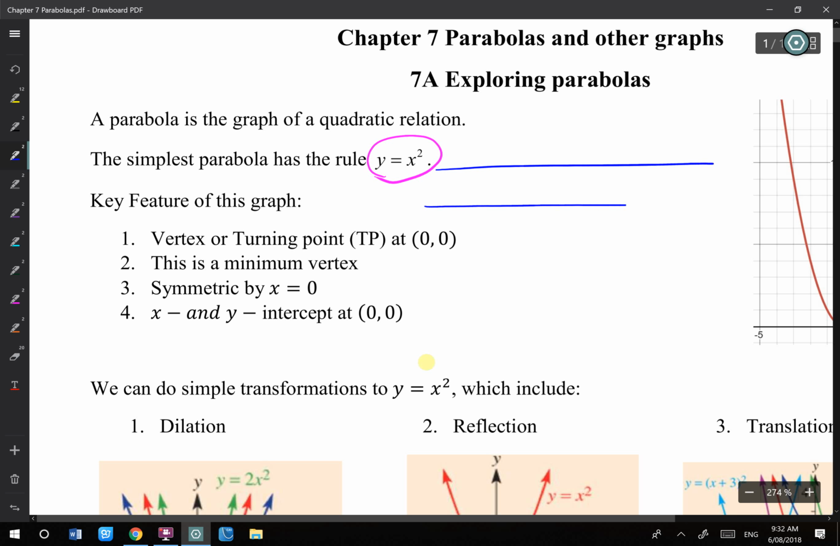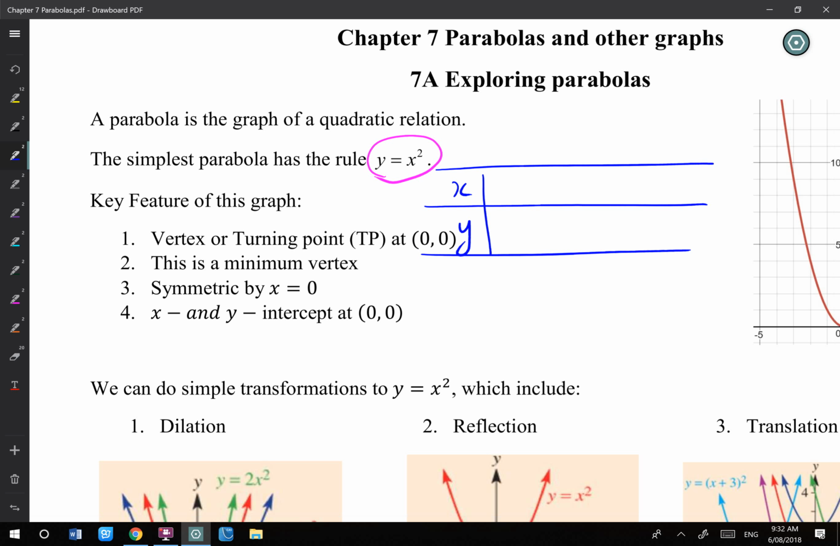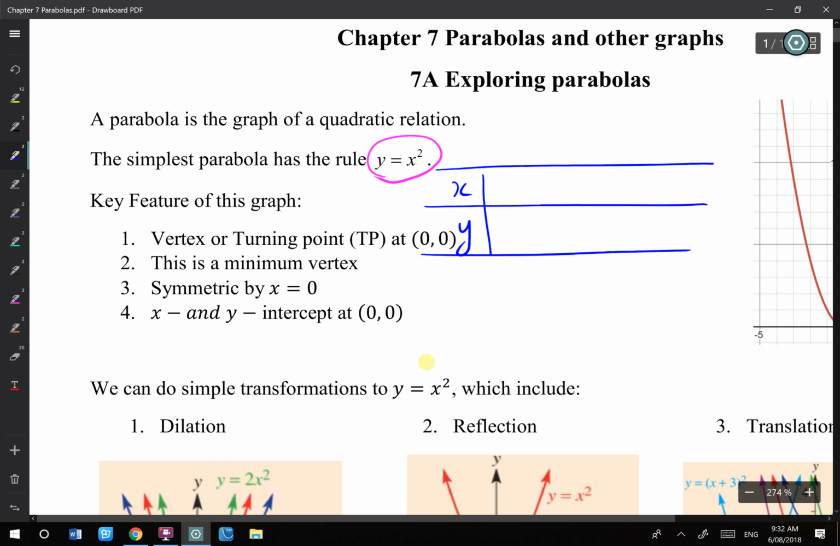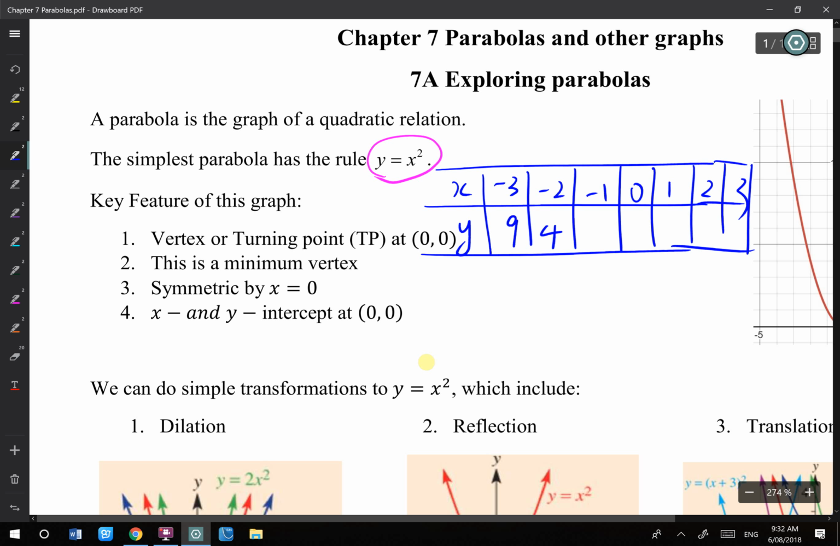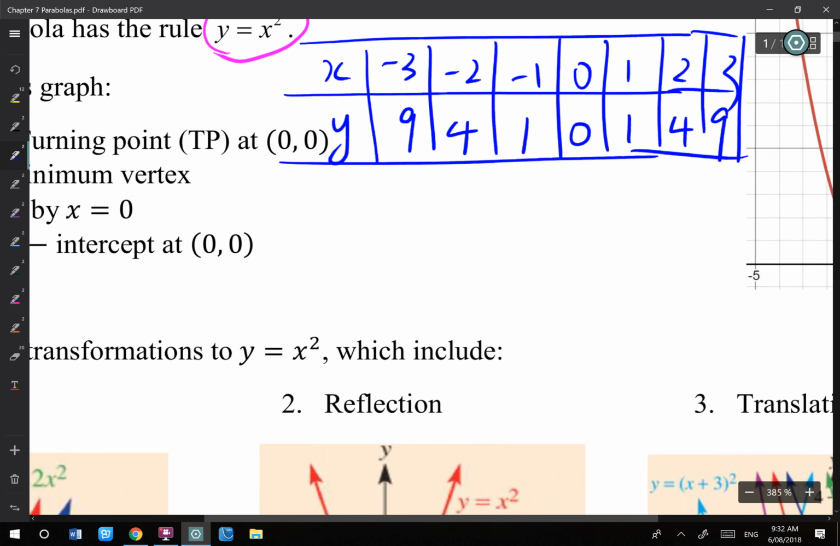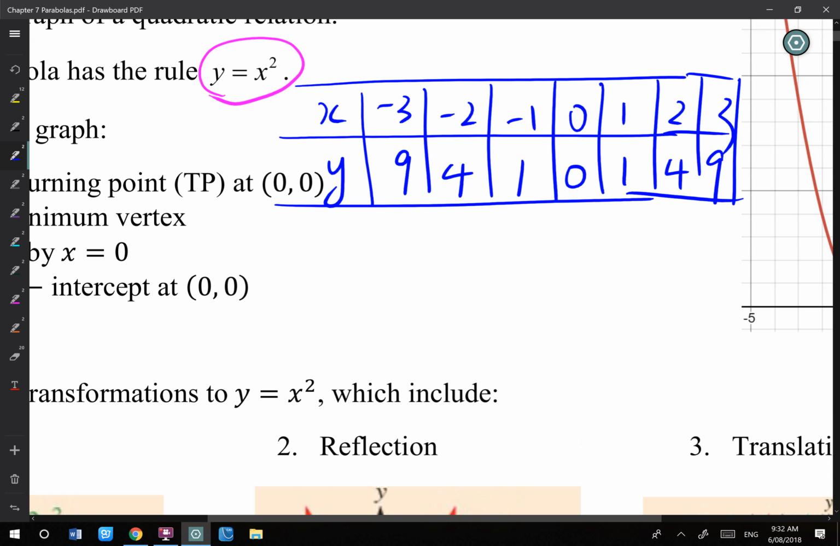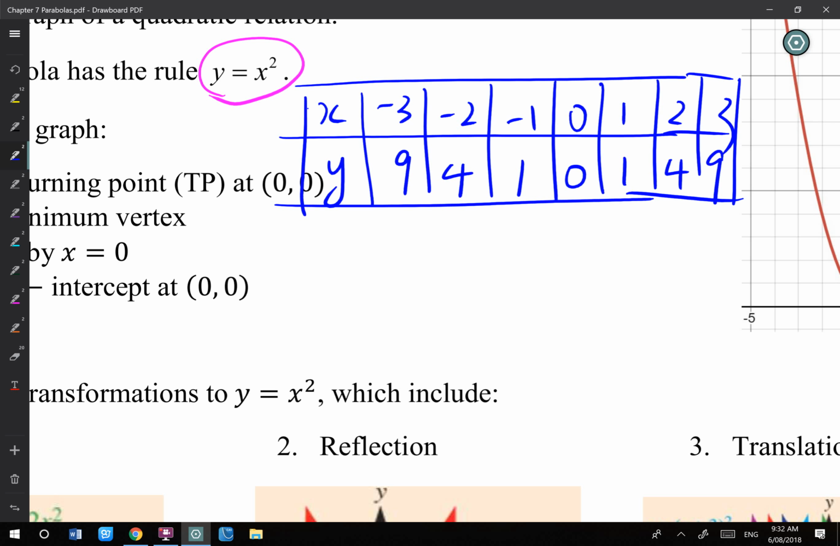What we have done is we set up a table with x values and y values, and we take a couple of points to see what the trend of the graph will be. So let's say we put -3, -2, -1, 0, 1, 2, and 3. And we can have 9, 4, 1, 0, 1, 4, 9. We can find those points because it's y equals x squared. When I have those values of x, I can square the x value and we can find the y value as well.